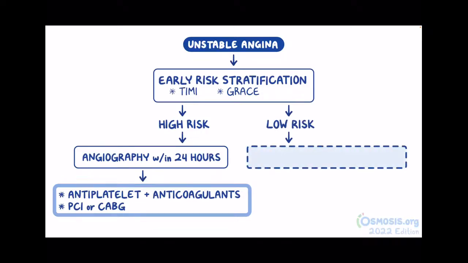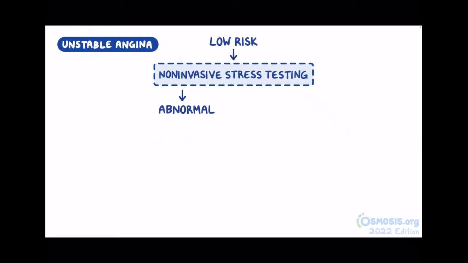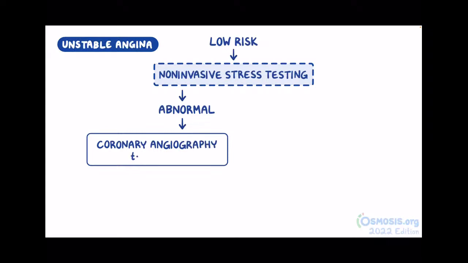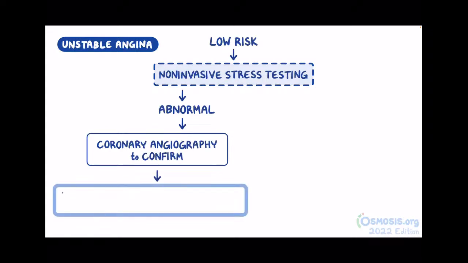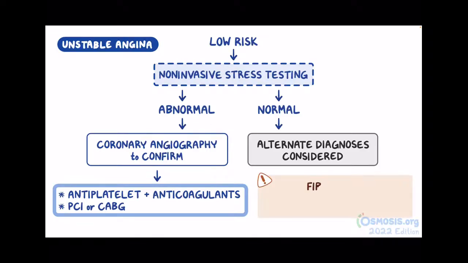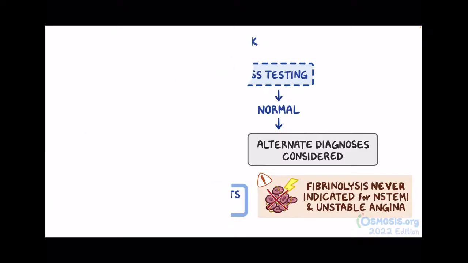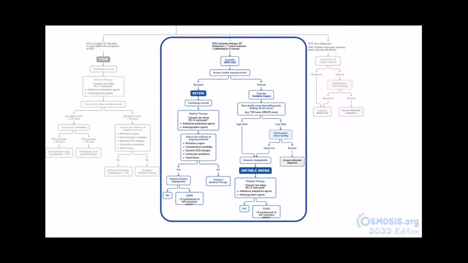Patients at low risk should undergo non-invasive stress testing. If the stress test is abnormal, coronary angiography is needed to confirm the diagnosis, followed by antiplatelet and anticoagulants, then PCI or CABG. If it's normal, alternate diagnoses should be considered. It's important to note that fibrinolysis is never indicated for NSTEMI and unstable angina.